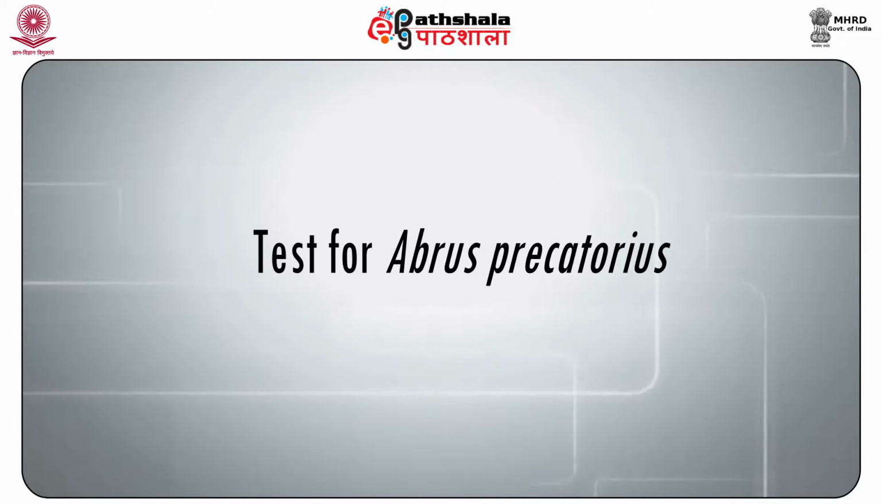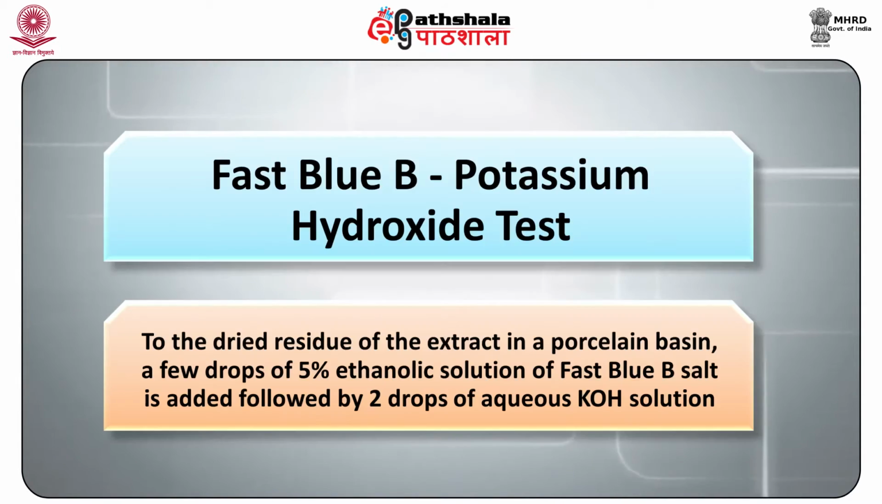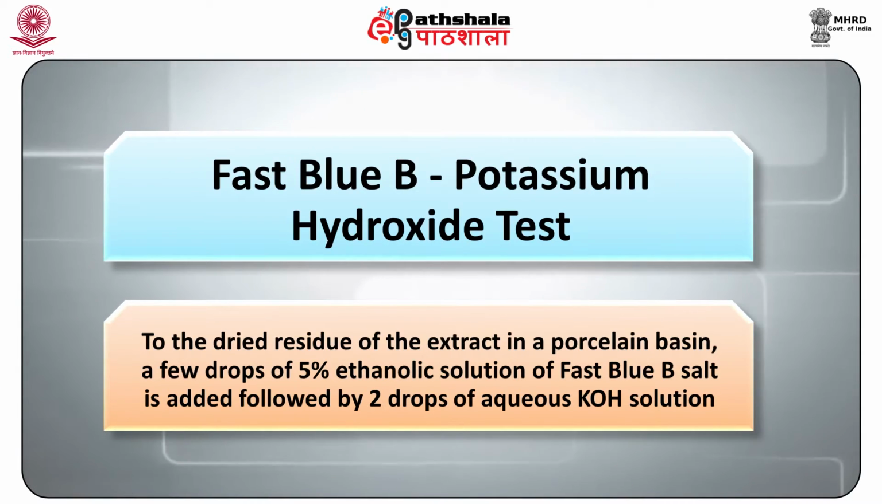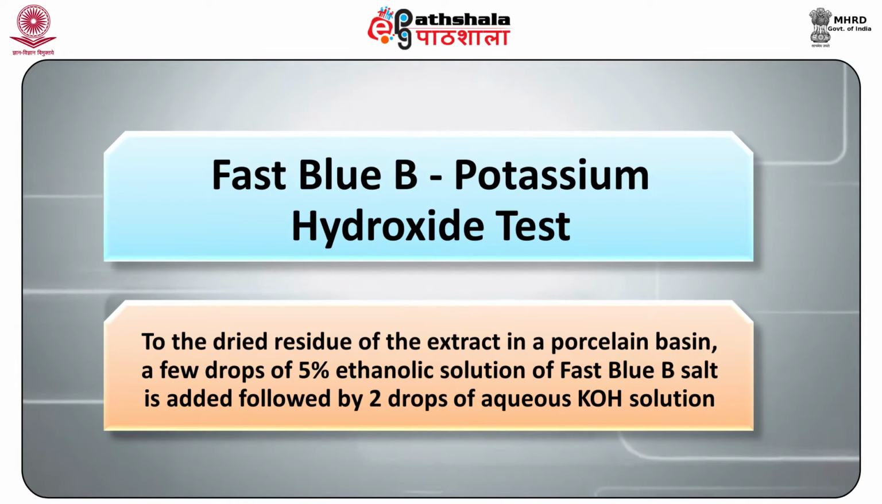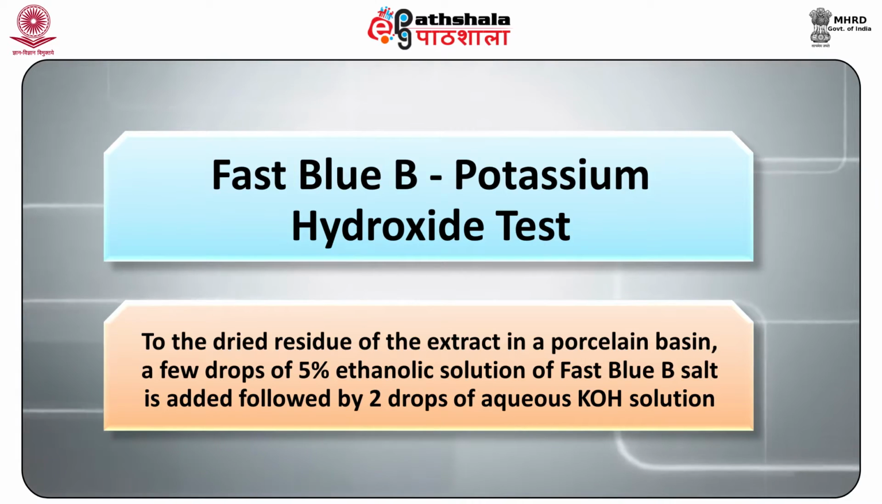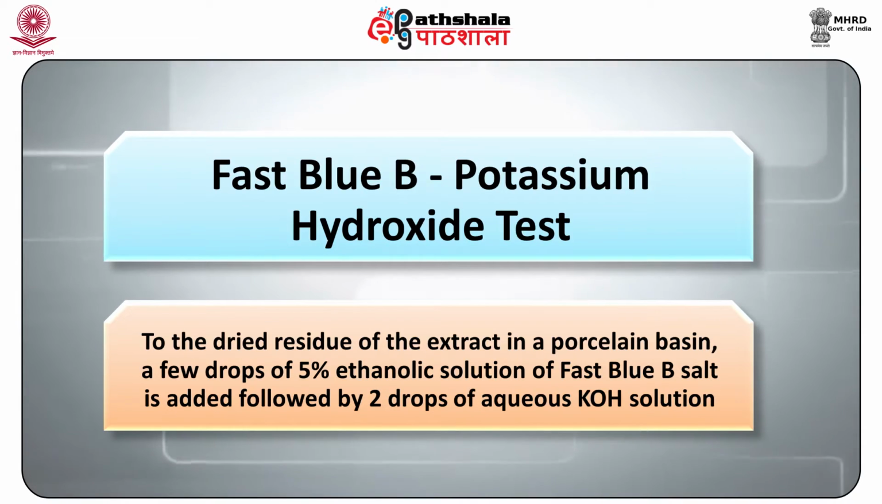Next are the tests for Abrus precatorius. Starting with the first is the fast blue B potassium hydroxide test. In this, to the dried residue of the extract in a porcelain basin, a few drops of 5% ethanolic solution of fast blue B salt is added, followed by 2 drops of aqueous KOH solution. A red to orange color is observed.